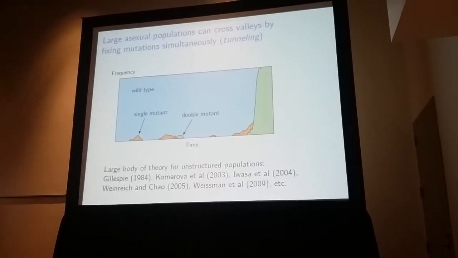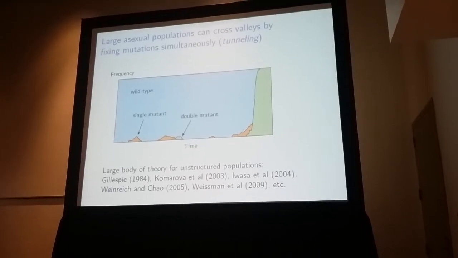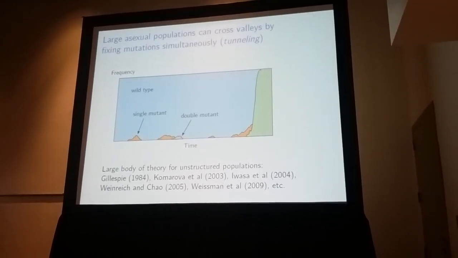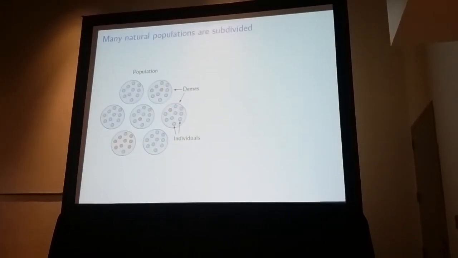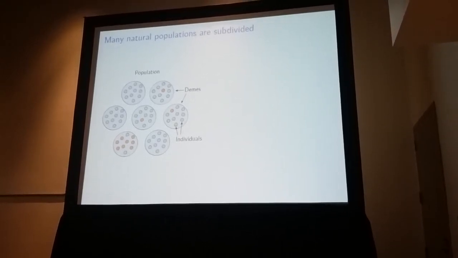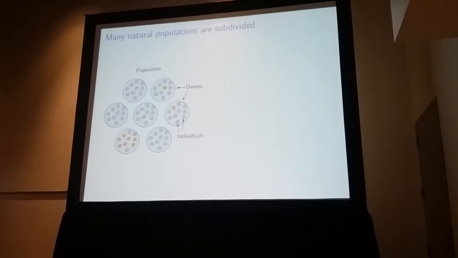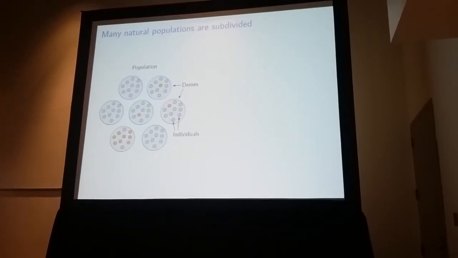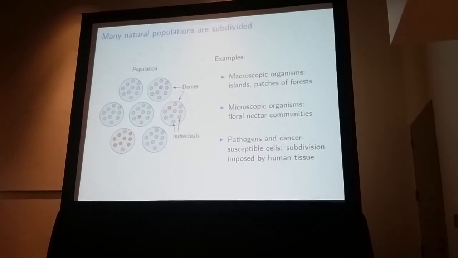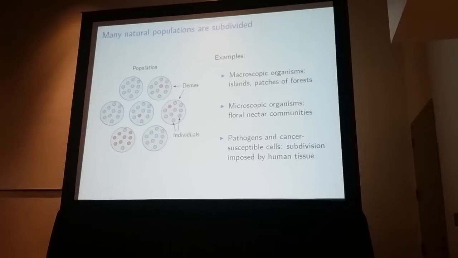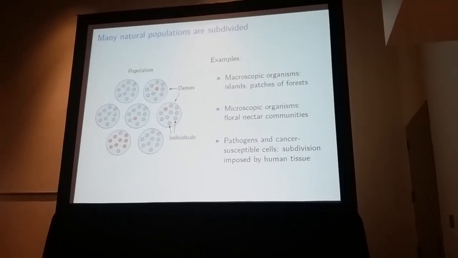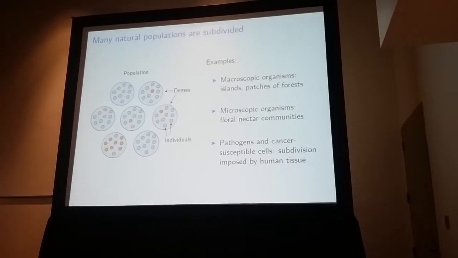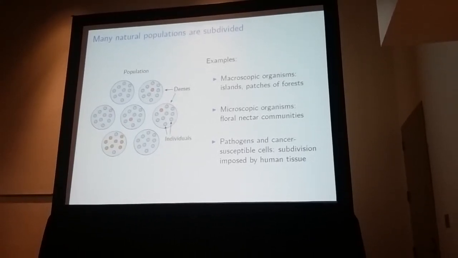And so this tunneling process has been studied extensively, specifically in the last 2 decades, and in unstructured populations, and is thought to occur on relevant evolutionary timescales in pathogens and also in the development of cancer. However, most natural populations are spatially structured. In particular, many are subdivided into discrete subpopulations or demes with individuals competing and reproducing within local regions much smaller than the total geographic range. So examples that we're familiar with include islands or patches of forest that harbor macroscopic organism populations, and then with microscopic organisms, we have, for example, floral communities that each host an independent bacterial population, or for pathogens and cancer-susceptible stem cells, subdivision can be imposed by the structure of human tissues.